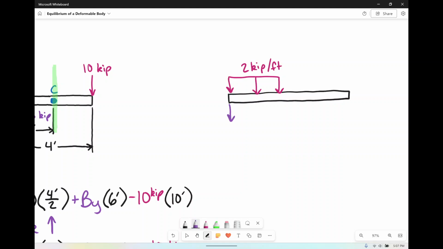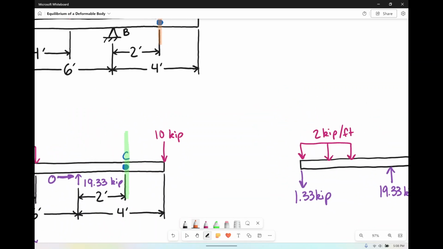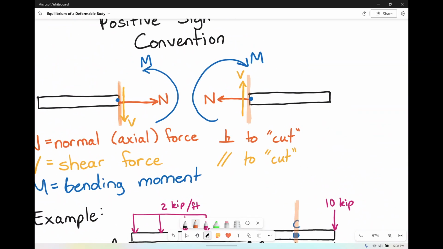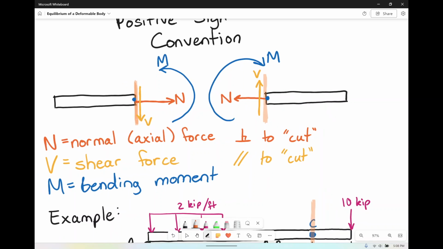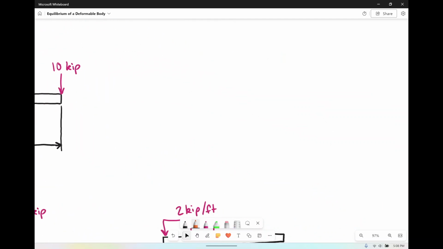Technically, we have AY going down 1.33 kips. We have our BY going up, and that was 19.33 kips. And then at point C, we have our normal, and again, this is a left side free body diagram, so let's go up to the top and remind ourselves. Normal, our X force, is going to go outward from the face, shear is going to go down, and bending moment is going to go counterclockwise.